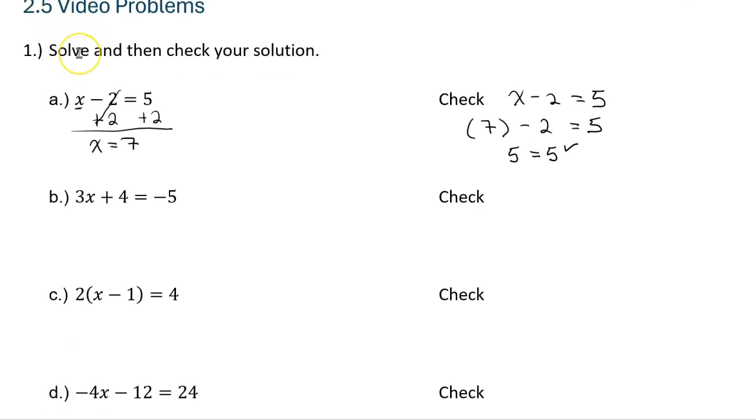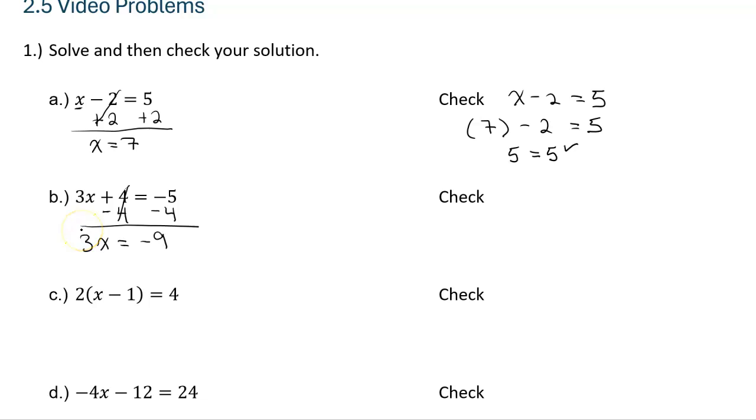All right, this next one. Again, we look to see, is there anything that can be simplified on each side of the equal sign? And in this case, there isn't. So I need to do my opposite order of operations, right? So I need to start with addition and subtraction for canceling. So in this case, I'm going to subtract 4 from both sides. So I get 3x equals negative 9.